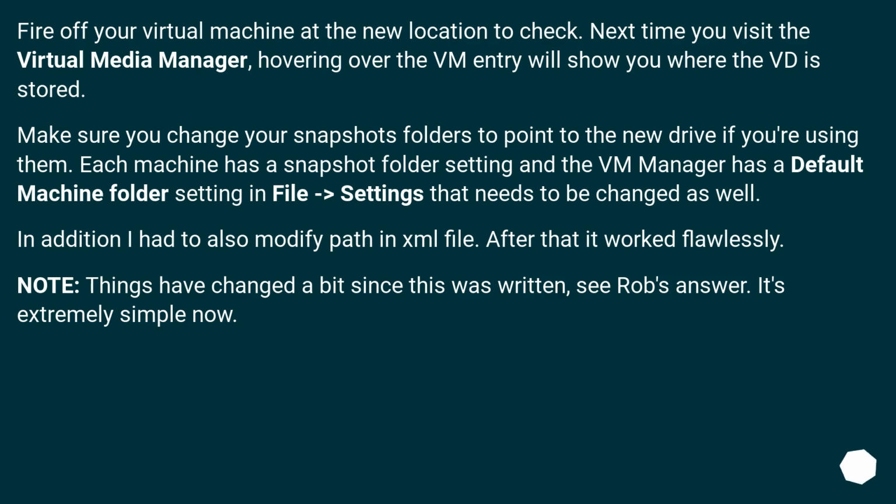Each machine has a snapshot folder setting and the VM Manager has a default machine folder setting in File | Settings that needs to be changed as well. In addition, I had to also modify the path in the XML file. After that it worked flawlessly. Note, things have changed a bit since this was written, see Rob's answer. It's extremely simple now.